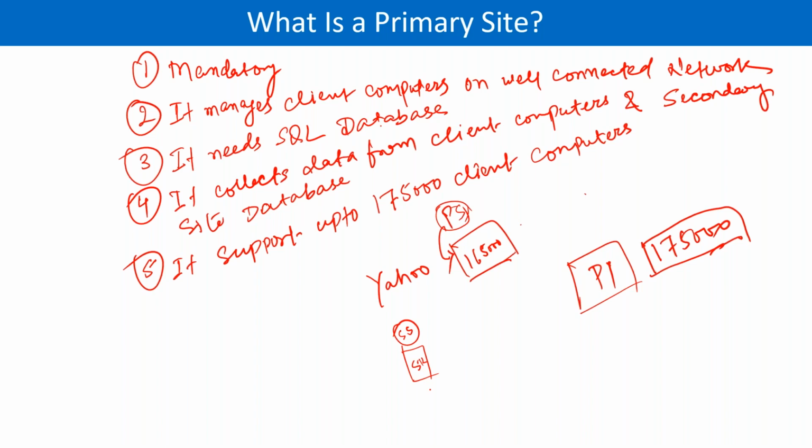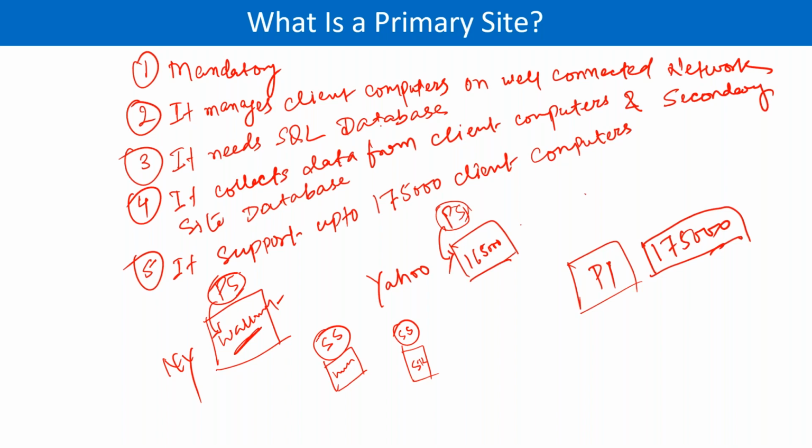Like, you know, there is a big mall, Walmart. Walmart is there in New York, a big mall, but next to you in Nigeria, you may have a branch office, a small building of Walmart, right? So we will install a primary site for the headquarters in New York, and in Nigeria, since it is a branch office, we will install a secondary site, something like that.